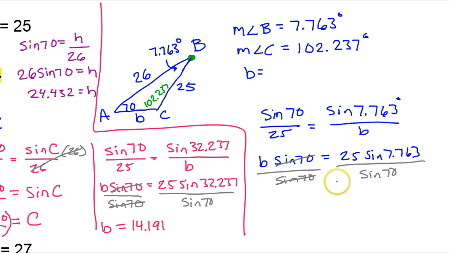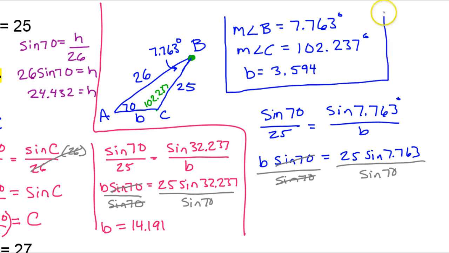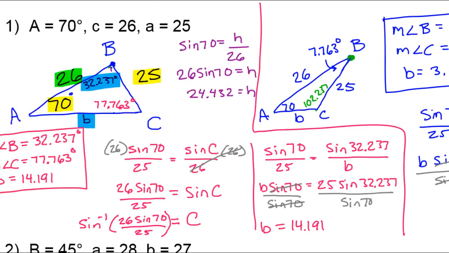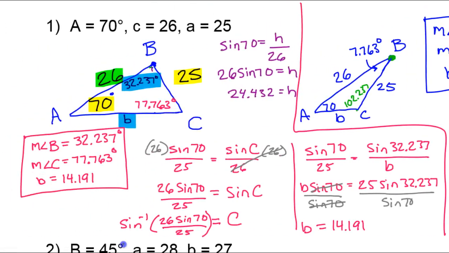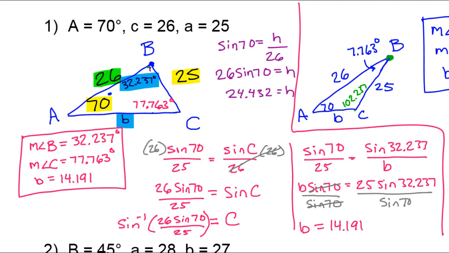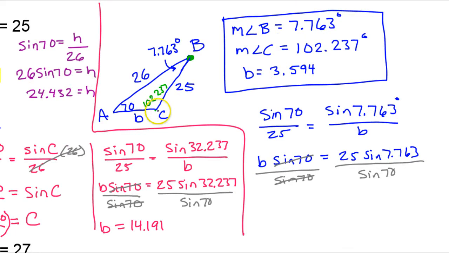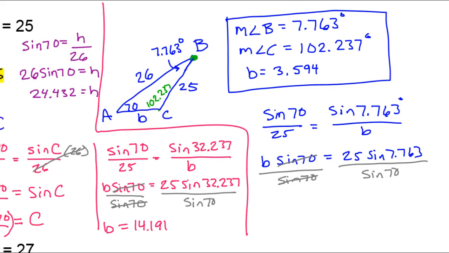So just put all this in your calculator. I'm going to do that off camera. So this came out to be 3.594. Okay, so this is the other solution. Notice from the exact same information, I had two completely different solutions. One from the acute triangle and one from the obtuse triangle. And that is how the ambiguous case works.